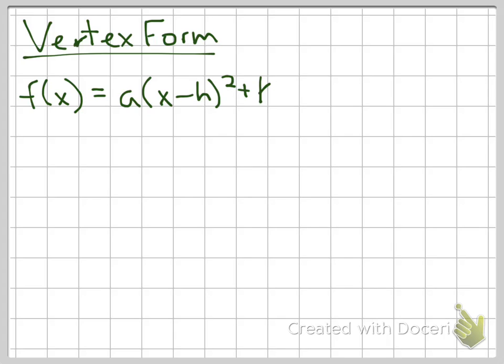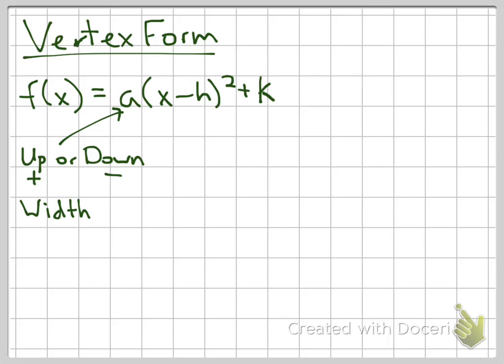Now let's start with what's the same here. I still have the a, and the a is still going to tell us up or down, whether it's positive or negative, and it's still going to help us determine width. So the bigger the value, the skinnier it is, and the smaller the value, the wider it is.